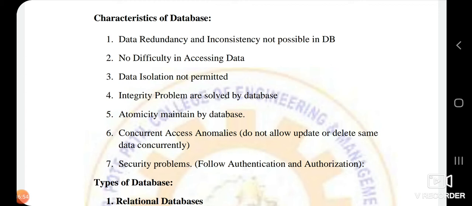Suppose one teacher is teaching in two different departments, and when he leaves the organization, when we talk about a college database, let us take an example of a college database. In a college database, the administration department is storing the information of a teacher. Now he is teaching in two different departments, so his information is stored at two places. So that is data redundancy. That is avoided in a database.